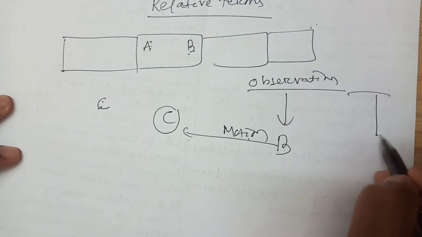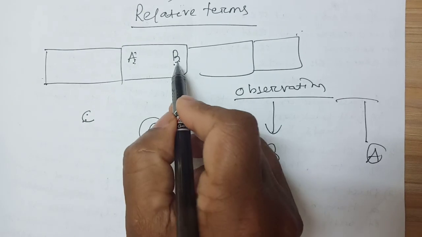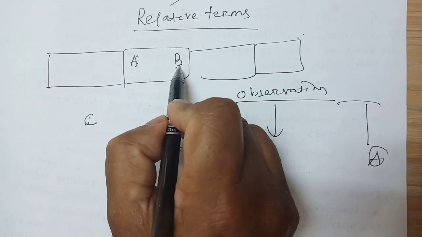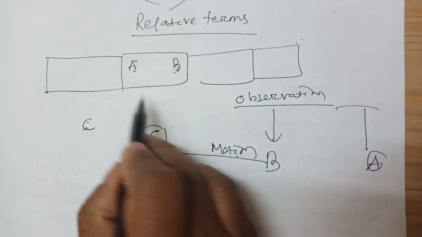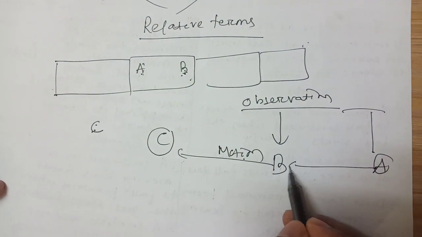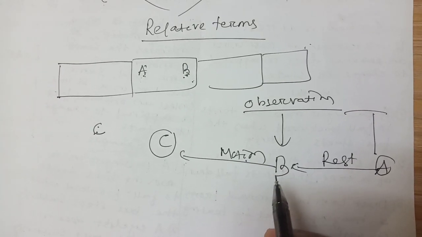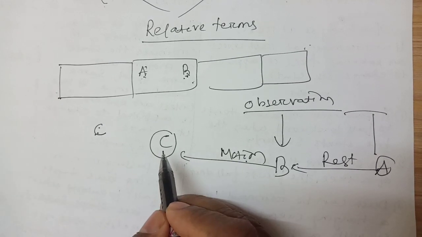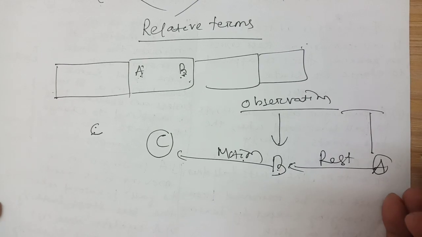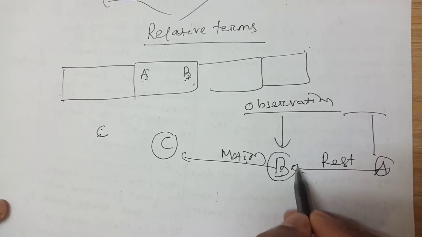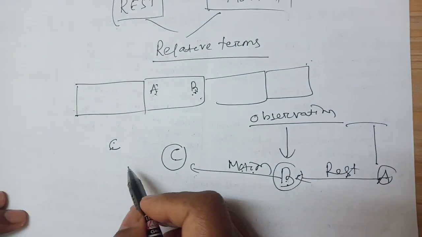Now come to the observation of A. A sees that B is at rest, because both are traveling with the same velocity of the train. So how do you understand this? An object can be in motion with respect to one object, and at rest with respect to another object. B is in motion with respect to C, and B is at rest with respect to A. So they are called relative terms.